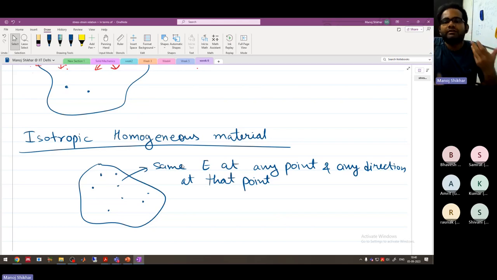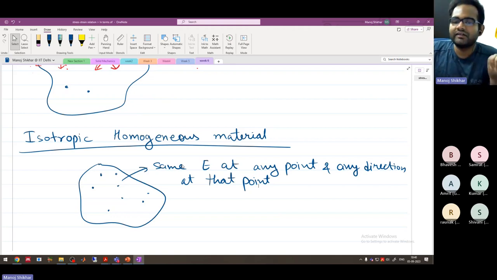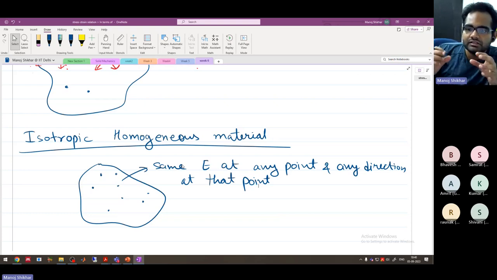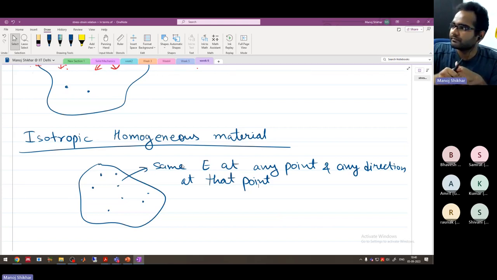Suppose I take the example of electrical conductivity, or let us assume the temperature distribution, how will the temperature distribution happen on the body? So isotropic and homogeneous is with respect to what kind of property I'm talking about. In solid mechanics, mainly we talk about Young's modulus, modulus of rigidity, or Poisson's ratio. So for those, isotropic and homogeneous.